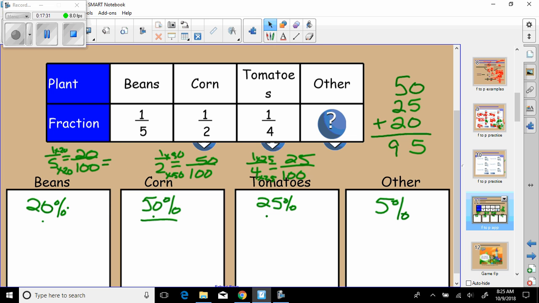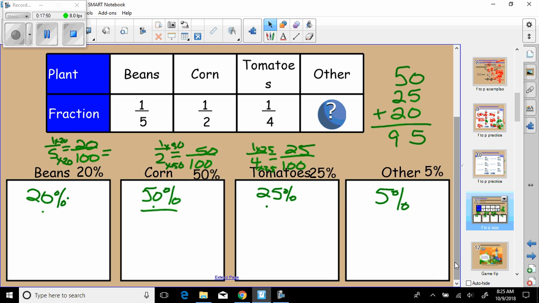All right, so beans, 20%. Corn, 50%. Tomatoes, 25%. And then what's left over? 5%. Yay! I got it right. Okay. I'm excited. All right, so that's it for that part. And we'll move on to the next part.